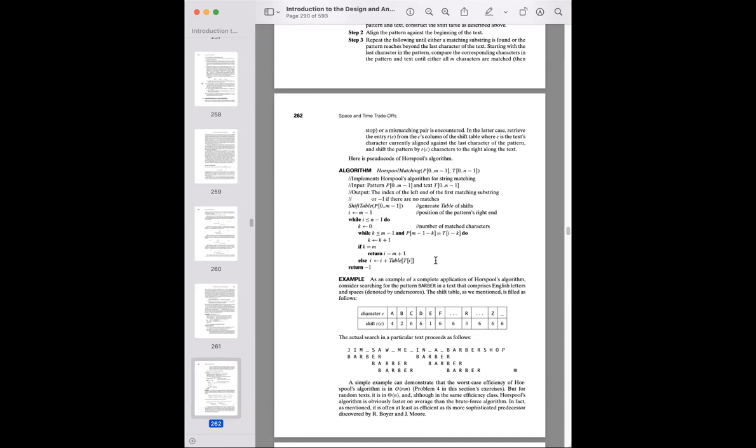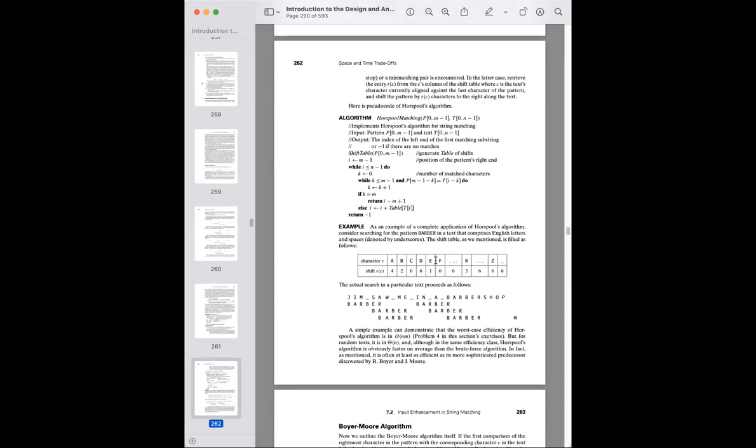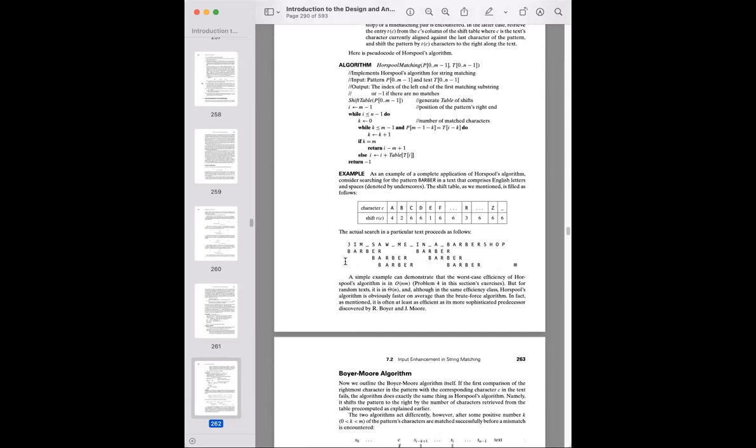Okay, so here's an example of this where we're going through Horspool's algorithm. We're looking for barber in a text that has English letters and spaces. Note that this is a little strange in the way they present this. The first time I looked at it, I was super confused. So here's our shift table. In this instance, we have A through Z and an underscore. That's all that we have.